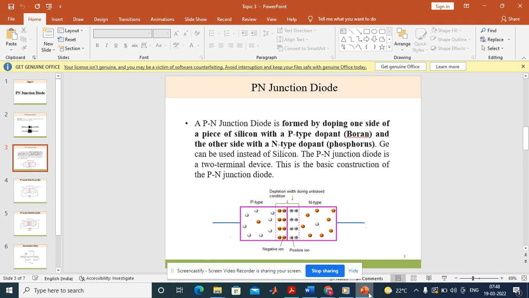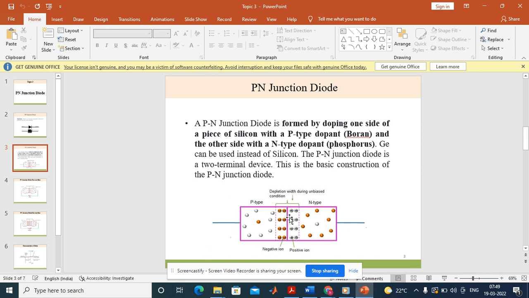This is how a PN junction diode is being formed. It is formed by doping one side of a piece of silicon, a semiconductor, with a p-type dopant impurity like boron, and the other side with an n-type dopant impurity like phosphorus. Either we can make use of germanium or silicon. Any one of the semiconductors can be considered. And the PN junction diode is a two-terminal device, and this is how its basic structure looks like.